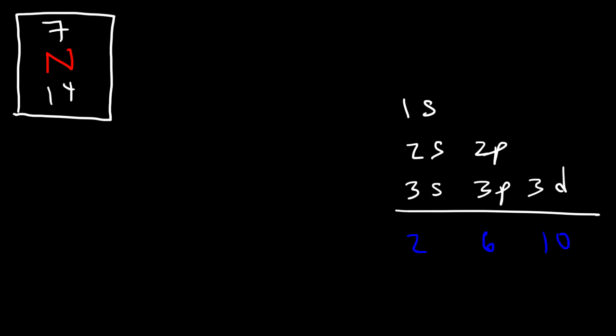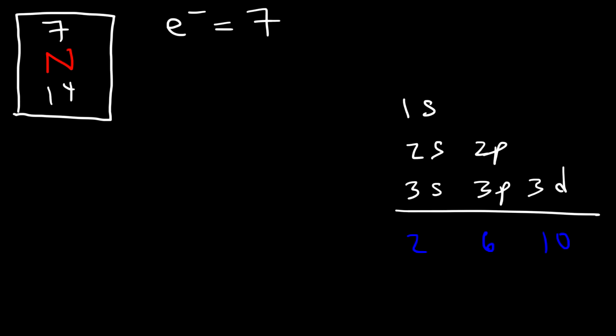An atom of nitrogen contains 7 protons and 7 electrons, but we're focused on the number of electrons because we're writing the electron configuration. For ions, that number could differ, but for atoms, you just need to focus on that number. So the number of electrons in this problem is 7.